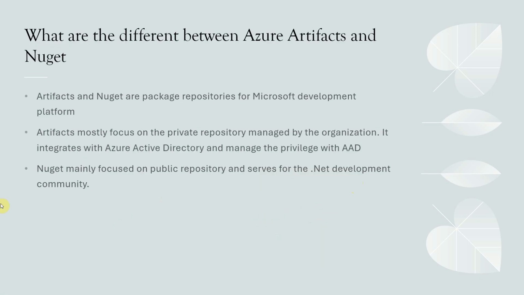What are the differences between Azure Artifacts and NuGet? Artifacts and NuGet are package repositories for the Microsoft development platform. Artifacts mostly focus on the private repository managed by the organization. It integrates with Azure Active Directory and manages privileges with AAD, whereas NuGet mainly focuses on public repositories and serves the .NET development community.